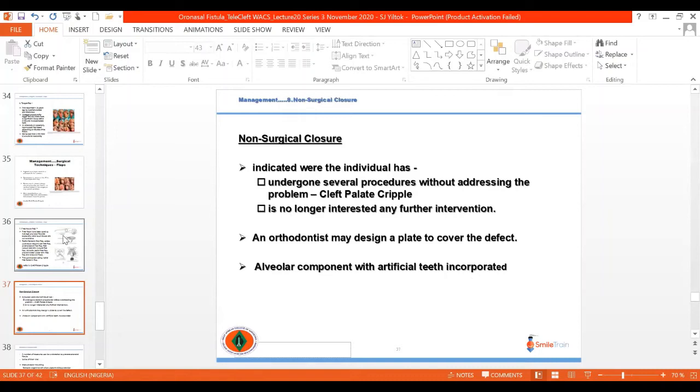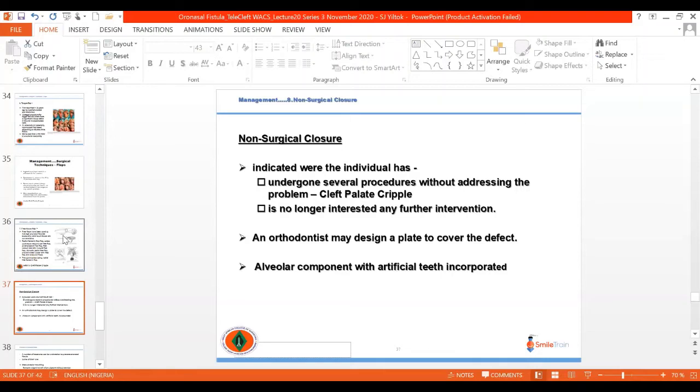There are conditions where you might need non-surgical management of such conditions. And usually the indications are where a patient has decided that he has had enough, has undergone several procedures without addressing the problem. Usually such cleft palate cripple. But like the tongue, the free flap addresses that once somebody has the expertise on that.